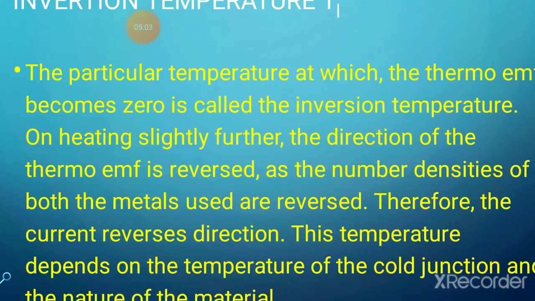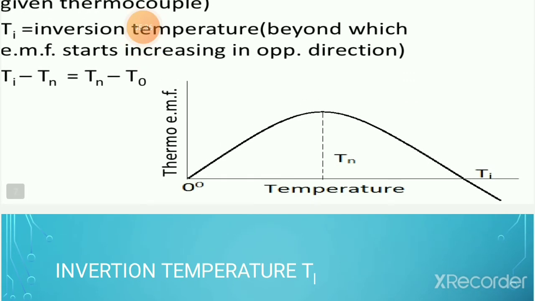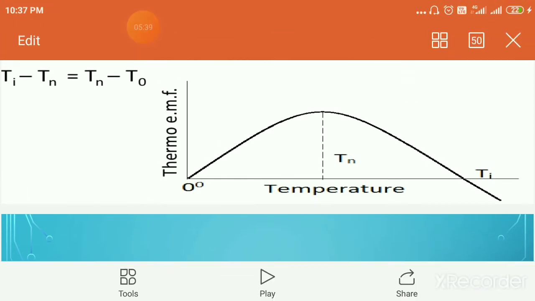The inversion temperature is the particular temperature of the junctions at which the thermo EMF becomes zero. On heating slightly further, the direction of the thermo EMF reverses, as the number densities of both the metals used are reversed. Therefore, the current reverses direction. This temperature depends on the temperature of the cold junction and the nature of the material. So in the graph shown here, Ti is the inversion temperature, where the EMF is almost 0.